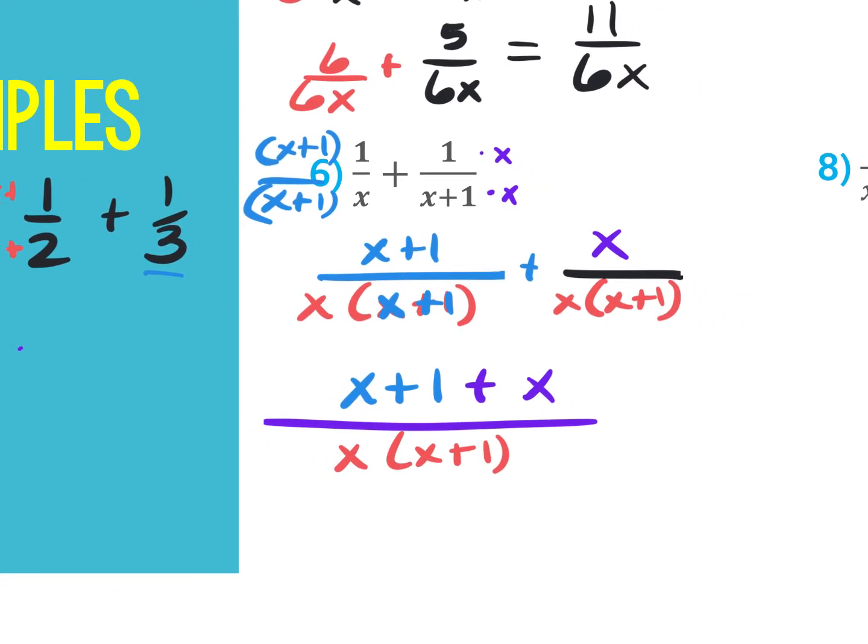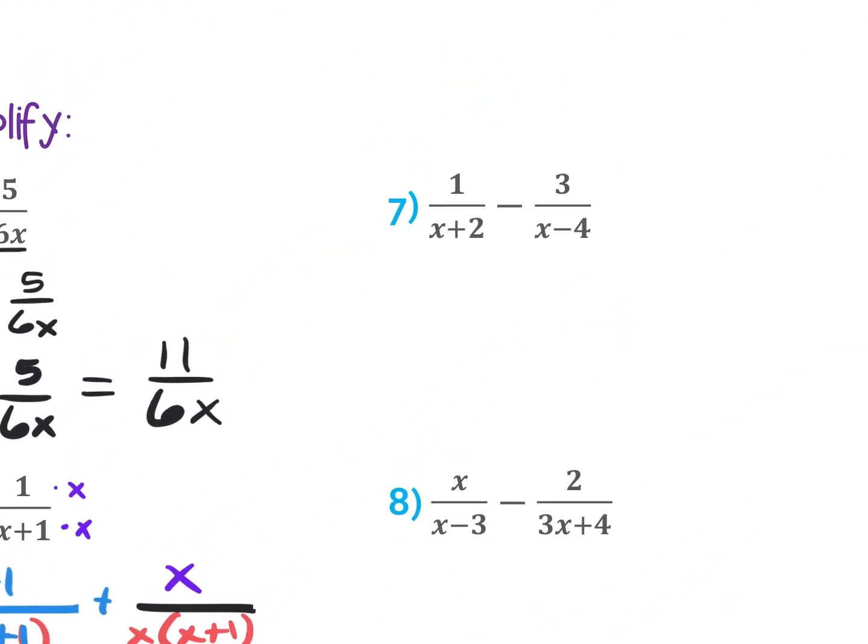So again, I'm going to add my like terms. I can add 1x plus 1x, and I get 2x plus 1, and then I have x times x plus 1. Nothing simplifies here, so I'm finished.